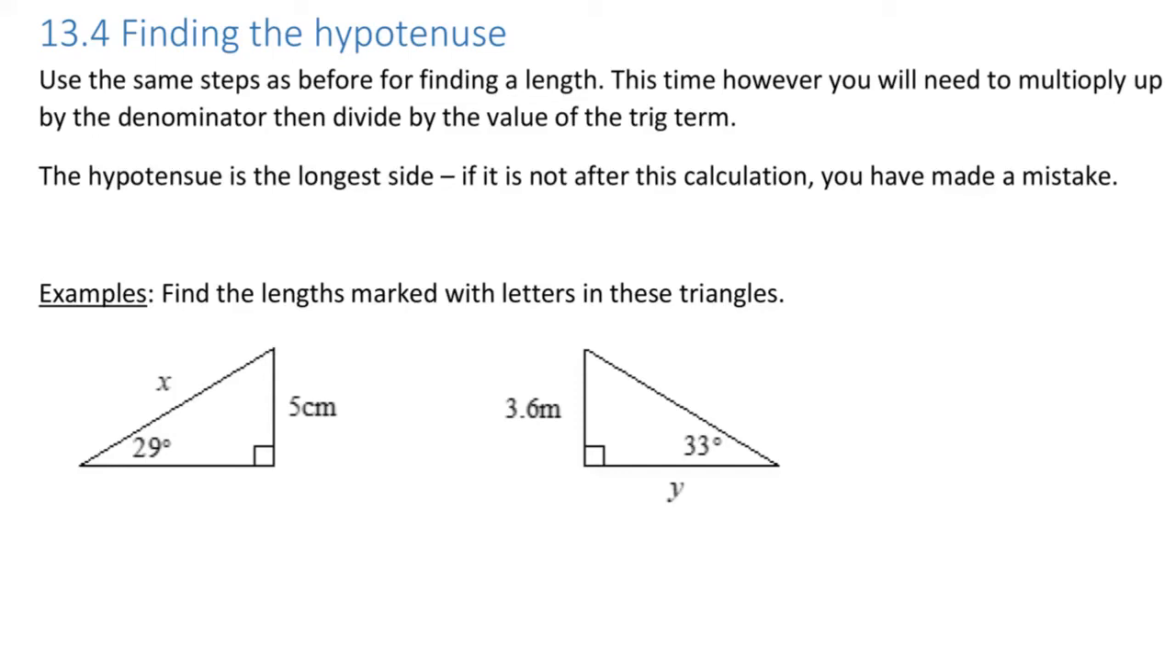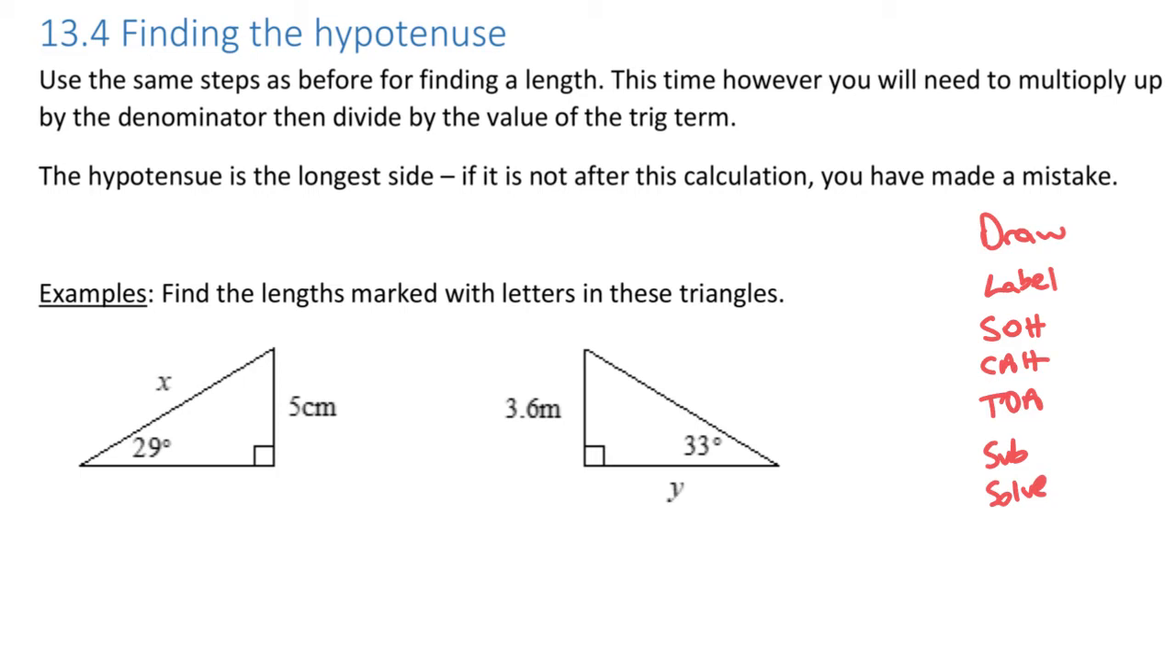In this video, we're going to look at using trigonometry to find the hypotenuse. We use the same steps as before for finding a length. So in that, what we were doing was we were drawing the triangle, we were labelling the sides, and then we were choosing which trig ratio was going to be SOH, CAH, or TOA. Then we substituted in the values, and then we solved the equation.